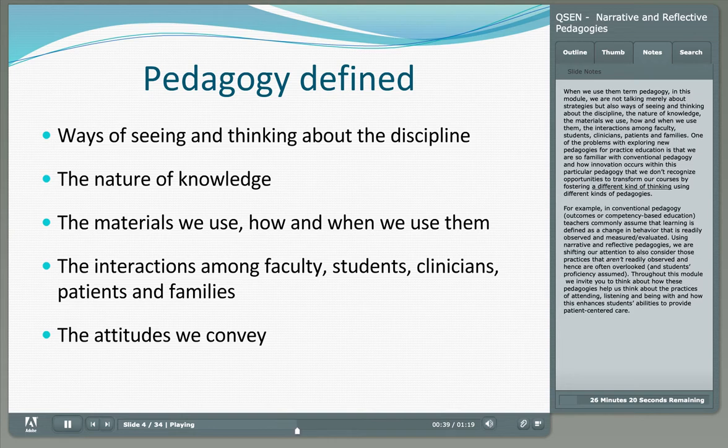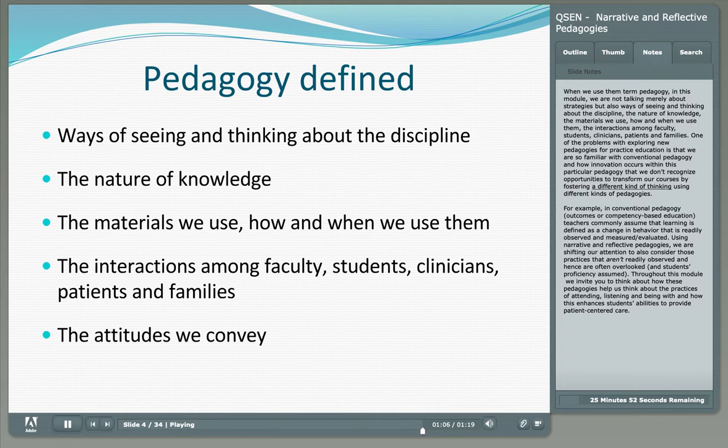For example, in conventional pedagogy, also called outcomes or competency-based education, teachers commonly assume that learning is defined as a change in behavior that's readily observed and that can be measured and evaluated. Using narrative and reflective pedagogies, we're shifting our attention to also consider those practices that aren't readily observed and hence can often be overlooked, and students' proficiency is merely assumed.